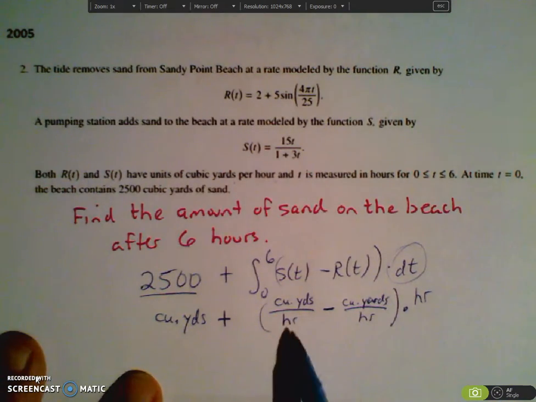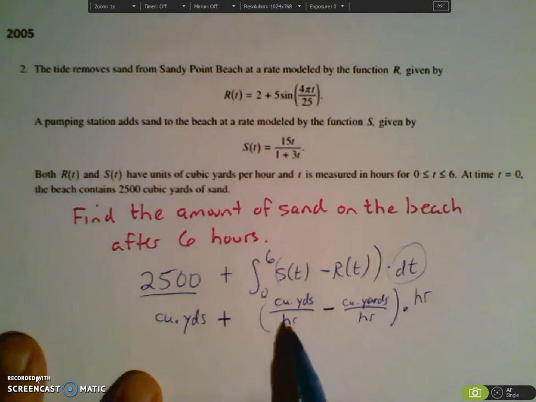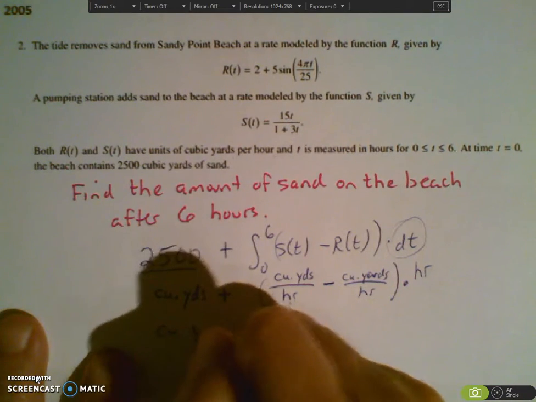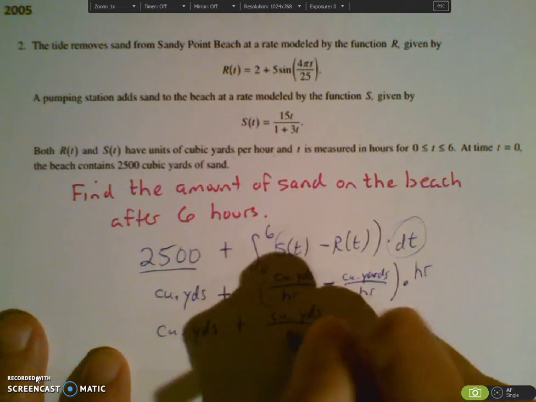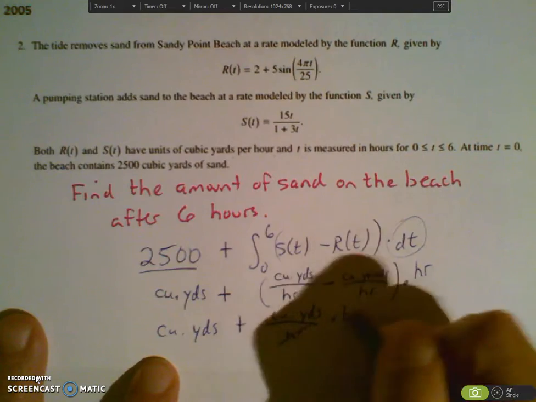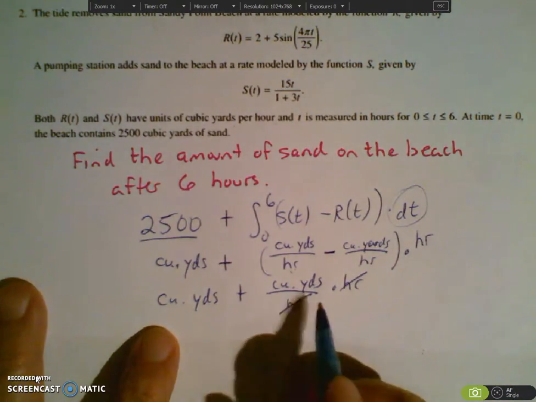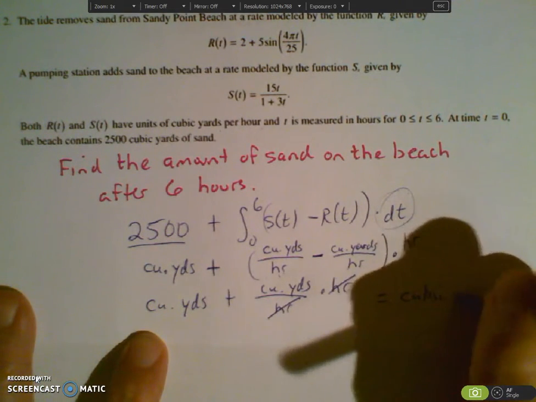Notice here you have like terms which you'll be able to combine into a single unit of cubic yards per hour. So we have cubic yards plus cubic yards per hour times hours here. Notice that these hours divide out and we have cubic yards plus cubic yards will yield an answer that's measured in cubic yards.